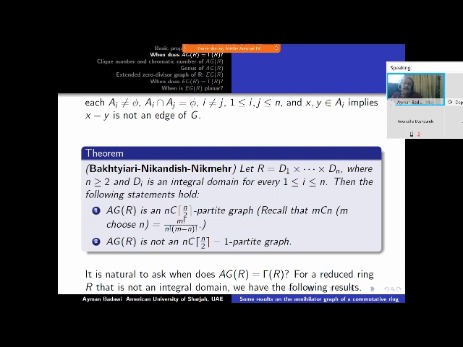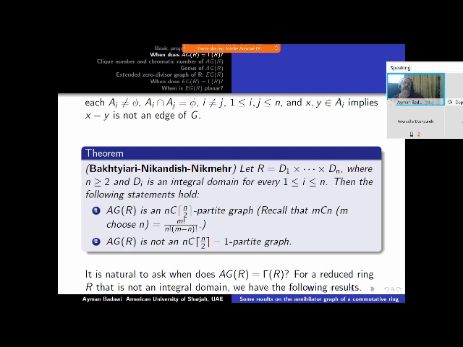So in this product, n has to be at least 2. This is how you create zero divisors anyway. Then the annihilator graph is a ceiling of n over 2 partite graph with n choose ceiling of n over 2 parts. And remember what we mean by m choose n, which is m factorial over n factorial times m minus n factorial. All of you know what we mean by m choose n.